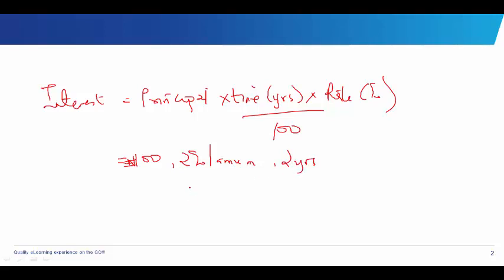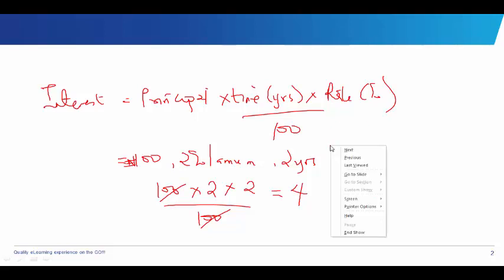What is the interest? So the interest will now be 100, which is the principal, times the time, which is 2 years, times the rate, which is 2%, all over 100. So we cancel 100, we now have 2 times 2, which is 4. So that means you pay back 4 naira after 2 years. Okay, let's take another example.